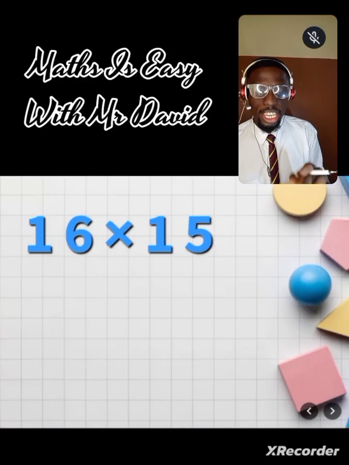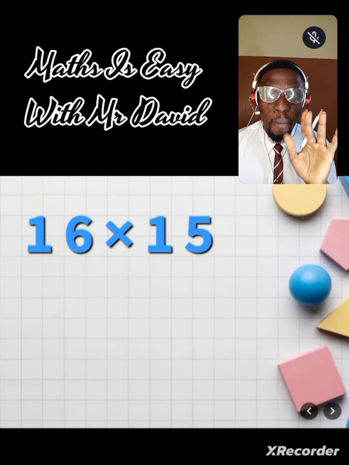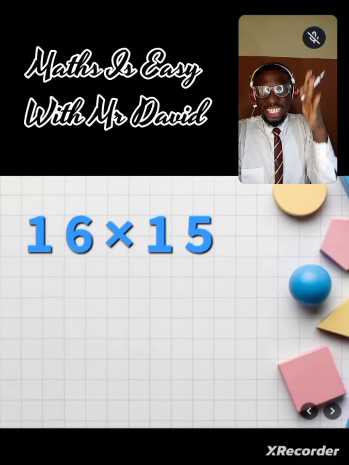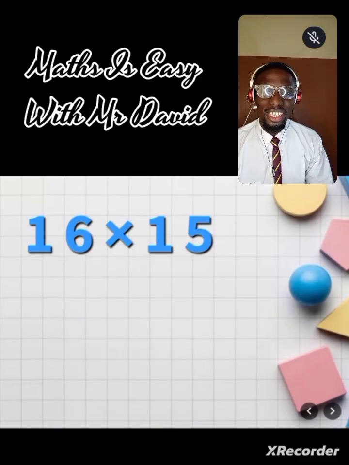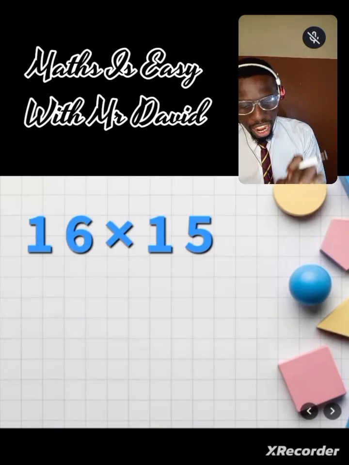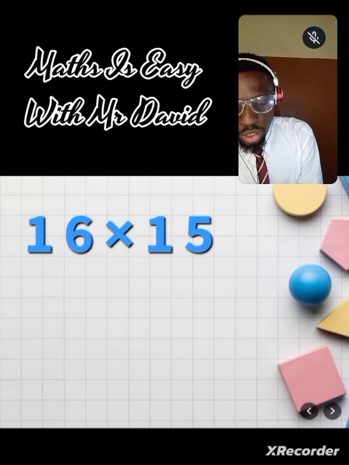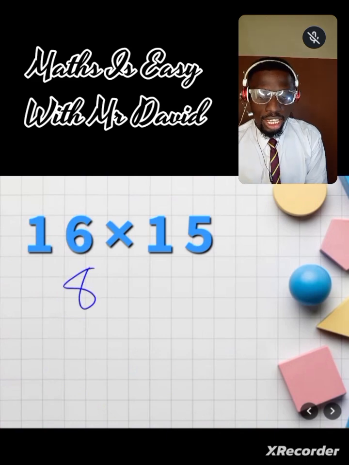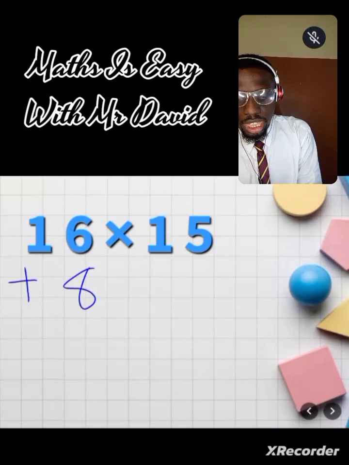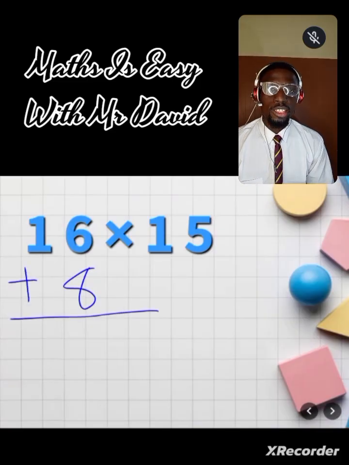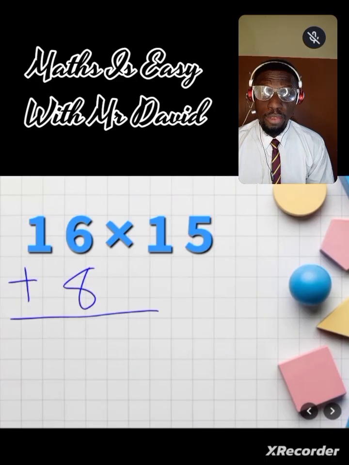Let's take another example. This is 16 multiplied by 15. How do you go about it? Very simple too. Divide 16 by 2. 16 divided by 2 definitely will give me 8. So if I add 16 plus 8, what am I going to have there?